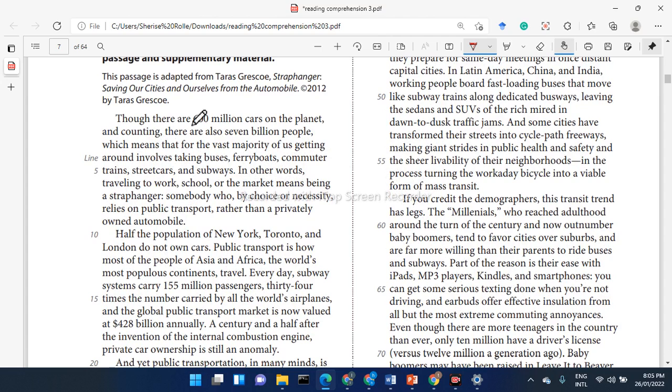So, though there are 600 million cars on the planet and counting, there are also 7 billion people. Which means that for the vast majority of us, getting around involves taking buses, ferry boats, commuter trains, streetcars, and subways. In other words, traveling to work, school, or the market means being a strap hanger. Somebody who, by choice or necessity, relies on public transport rather than a privately owned automobile.